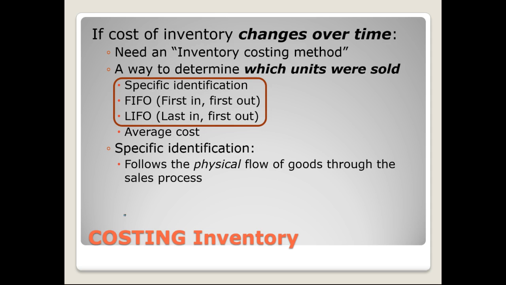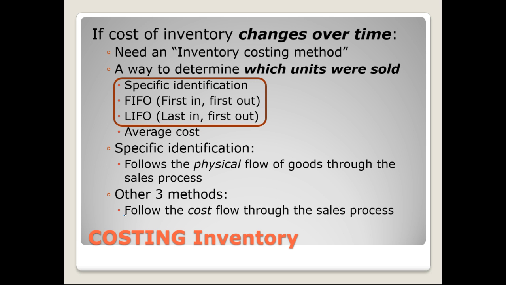It literally follows that one unit all the way through the process. This is most common with large units like cars or highly expensive units like diamonds. You will actually have a serial number on every single one, and you will follow it all the way through the cycle. The other 3 methods mimic this, but they follow the cost flow, not the actual good itself. They just follow costs through the sales process.